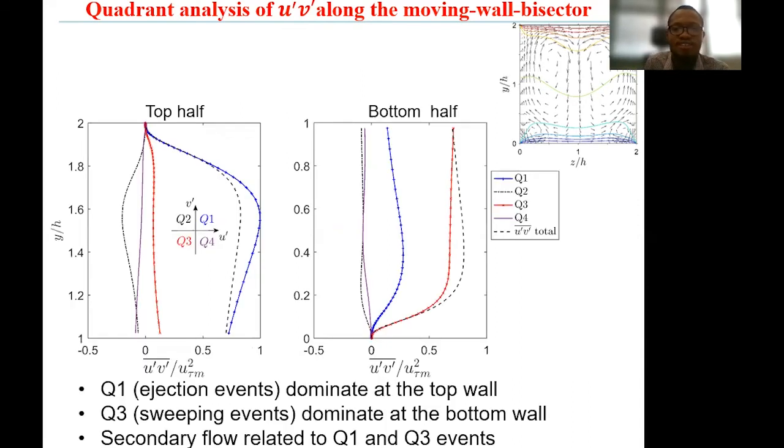So if we consider the bisector of the moving wall and we plot the contributions of the various terms to the Reynolds shear stress, we obtain the plot shown on the slide. So for the top half of the duct, you can see that the Q1 event, which represents ejection of fast-moving flow from the wall, dominates at the top wall, while at the bottom half of the duct, the sweeping event, which represents the movement of fluid towards the wall, dominates.